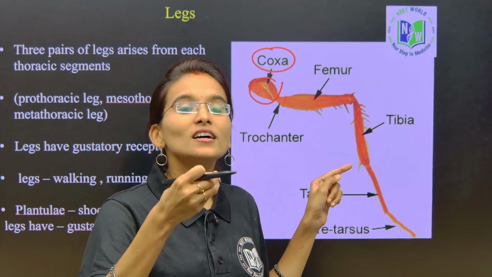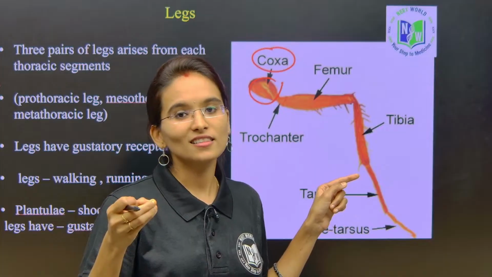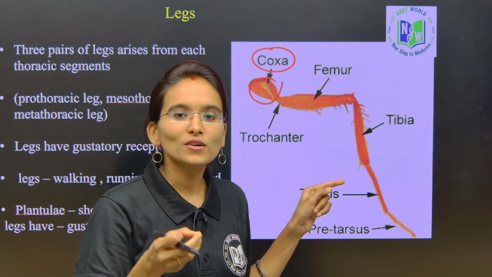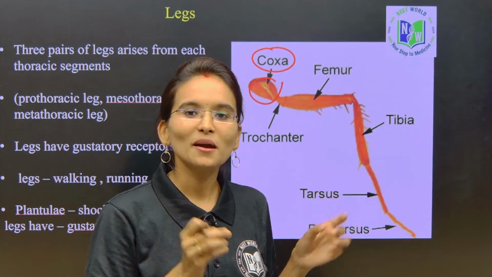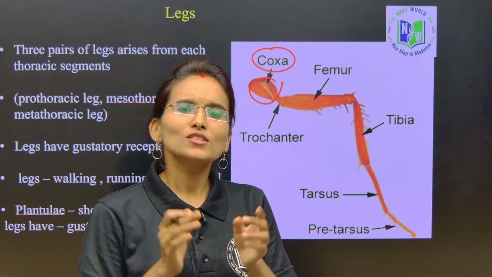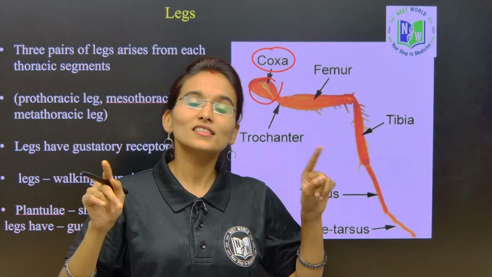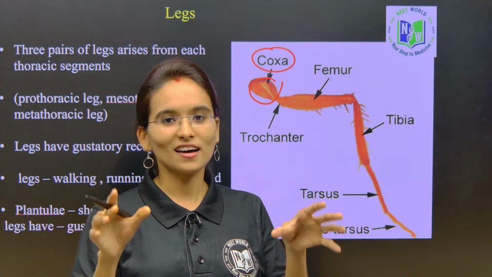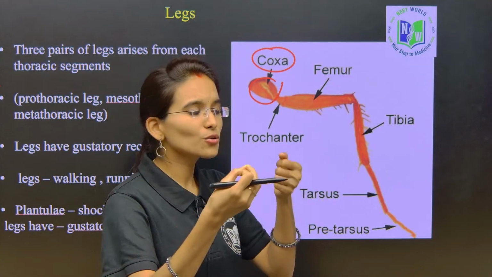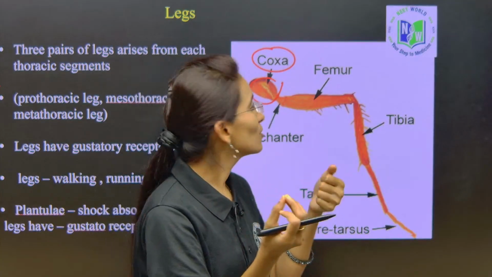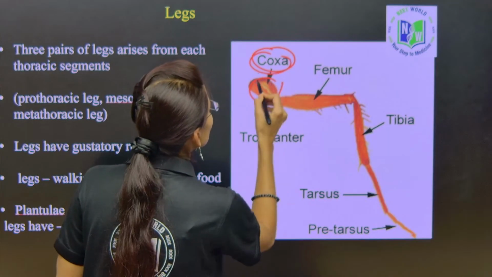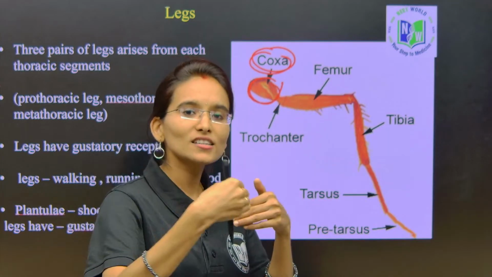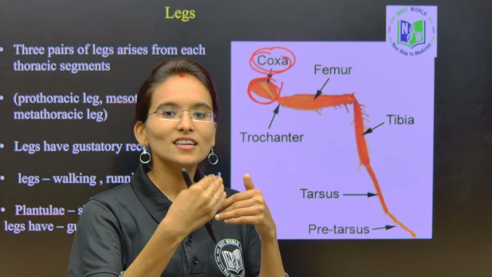Generally we have 3 different pairs of legs in the cockroach: the prothoracic leg, mesothoracic leg and the metathoracic leg. From each thoracic segment, the 3 pairs of legs arise. So, how do the legs join to the thorax? Look into this. The coxa is the main part which attaches to the thoracic segment in the cockroach.